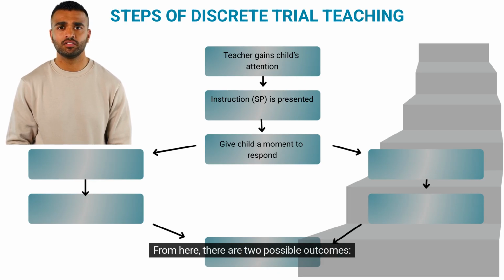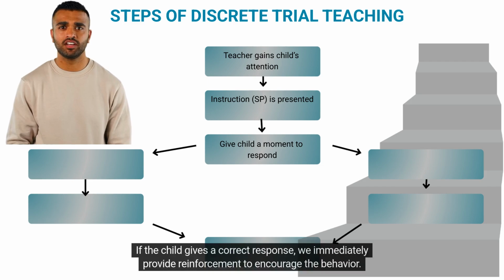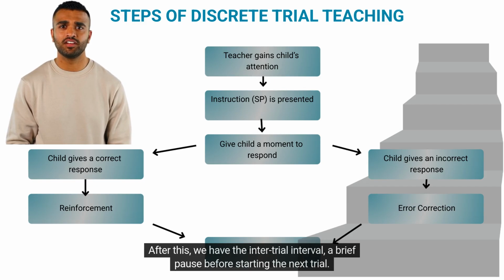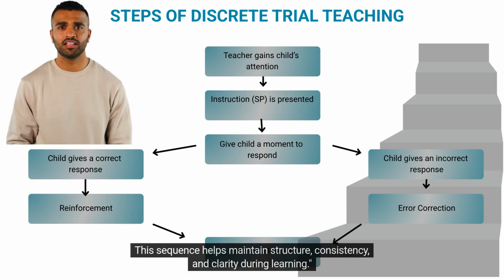From here, there are two possible outcomes. If the child gives a correct response, we immediately provide reinforcement to encourage the behavior. If the child gives an incorrect response, we apply error correction to guide them towards the right answer. After this, we have the inter-trial interval, a brief pause before starting the next trial. This sequence helps maintain structure, consistency, and clarity during learning.